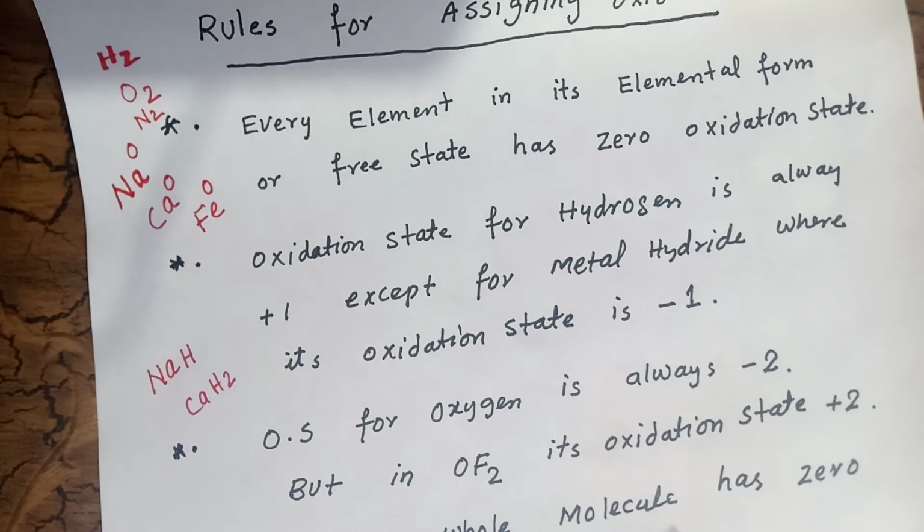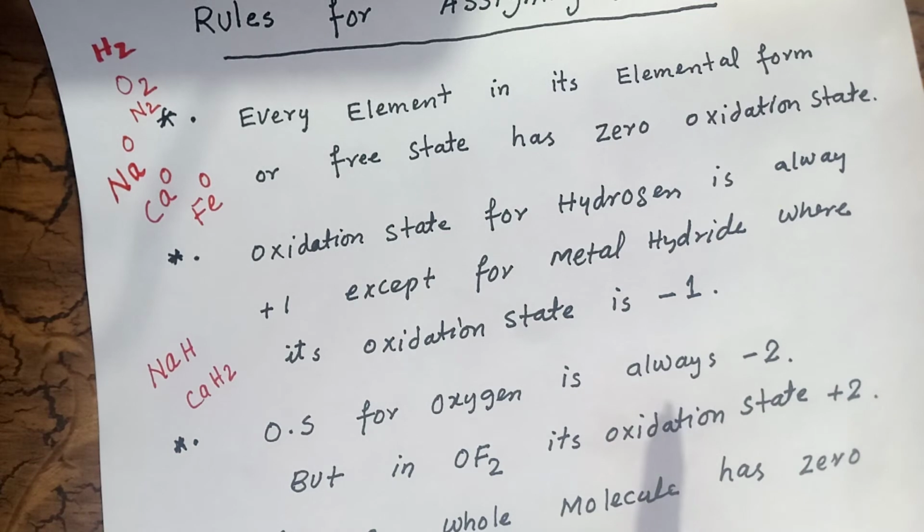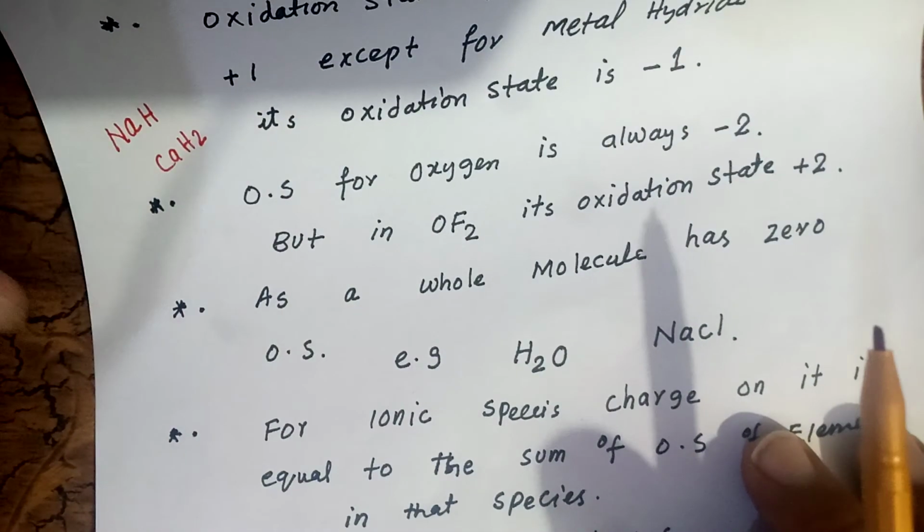We have another rule, and this rule is regarding oxygen: the oxidation state for oxygen is always -2. But in OF2, it has the oxidation state of +2, in peroxide it has the oxidation state of -1, and in superoxide it has the oxidation state of -1/2. Okay, so that is all.